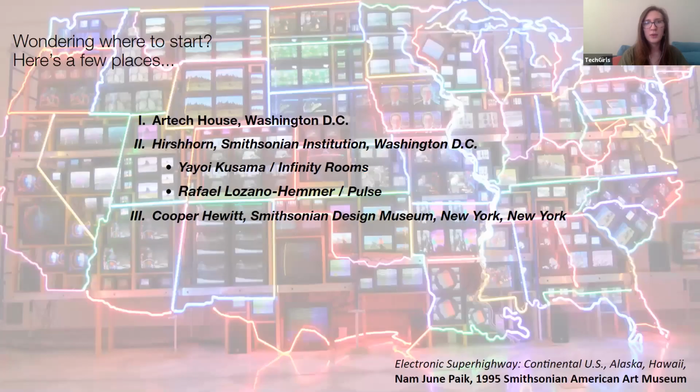So I'll give you a quick rundown of some of the examples we'll discuss today. First, I know these are all American institutions, but I'm going to be showing you international artists that are not American that have been showcased in these spaces. Art Tech House is actually brand new, in the last couple of years, in Washington, DC. The Hirshhorn is an amazing contemporary art museum that showcases, I believe, over 12,000 works of art from not just American, but international artists. And we have a couple of examples we'll look at.